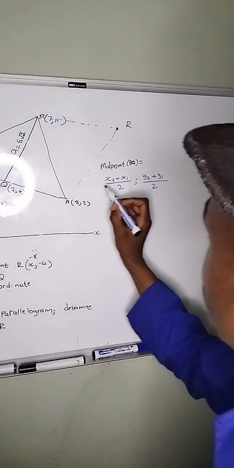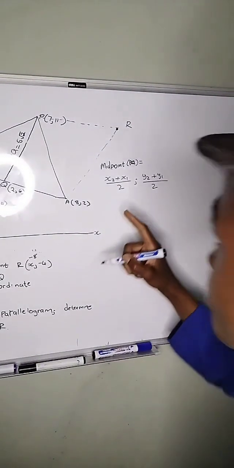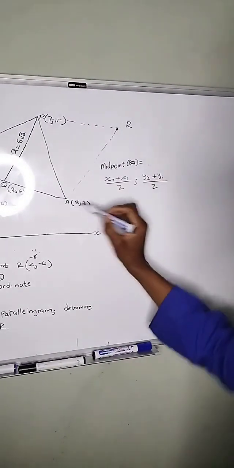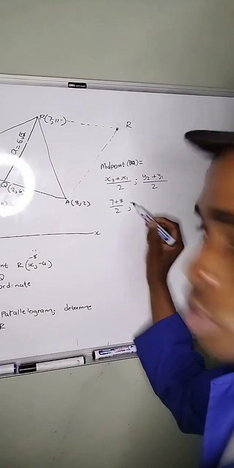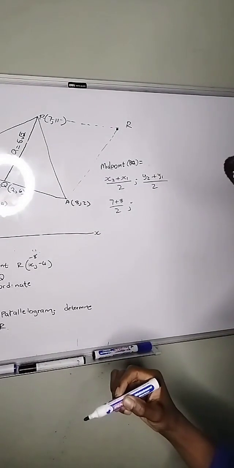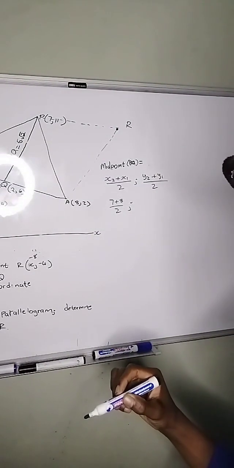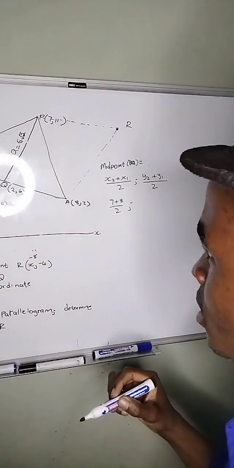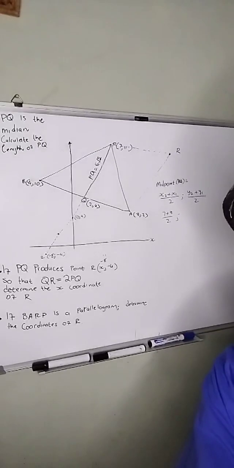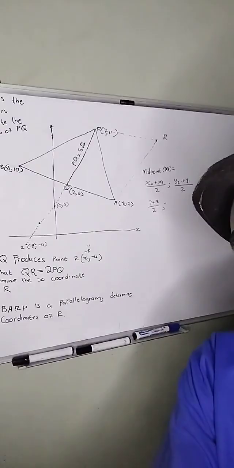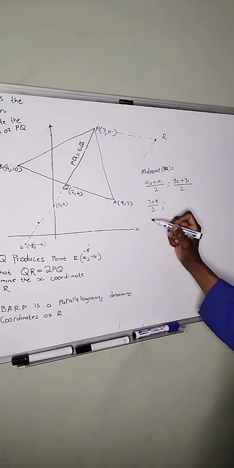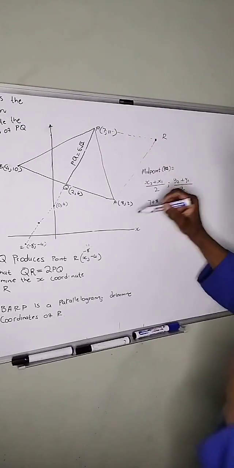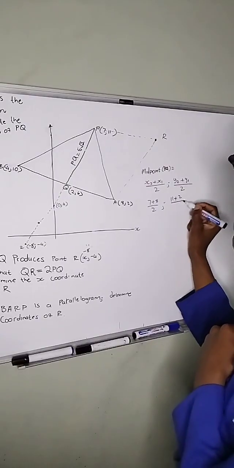Then what is going to be the x? It's going to be 7 plus 8 over 2. And for the y, what's going to be the midpoint? What are the points of B? No, we are going to come back to B. Or maybe you want to do it yourself. It's fine, let me just do this. So 7 plus 8 over 2, and my y is going to be 11 plus 2 over 2.